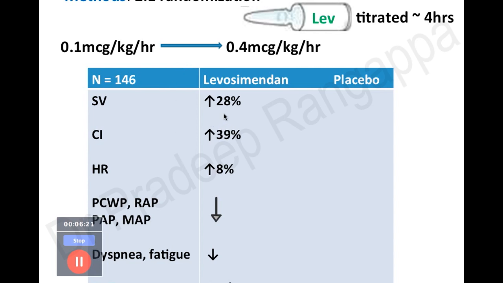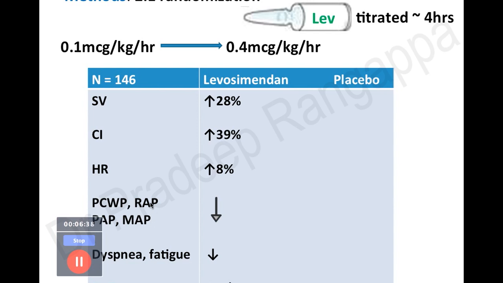Stroke volume increased with levosimendan by 28% compared to placebo. Cardiac index improved by 39%. Heart rate increased by 8%. So this is very important for our ICU setting when we are dealing with heart failure. And these are the indices where we want to see improvement.